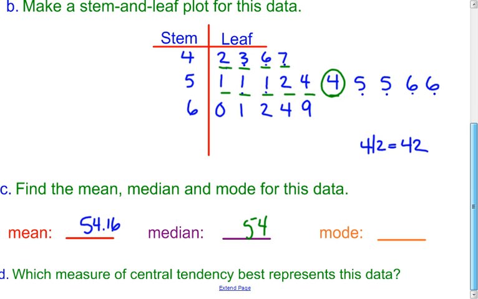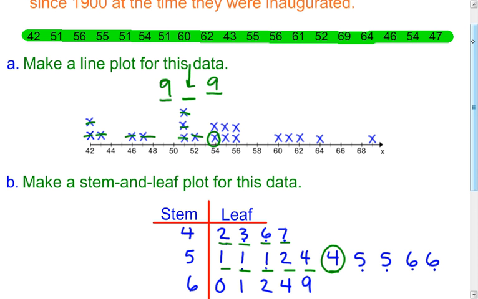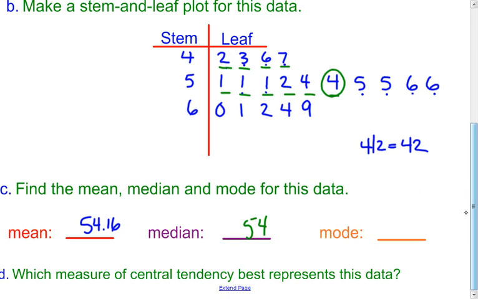Okay? The mode is the most popular answer. Really easy to see from the line plot because the highest bar right here is 51. Also easy to see from the stem and leaf plot because you can see that the 1 is the only number that's listed 3 times. So 51 is where that is.